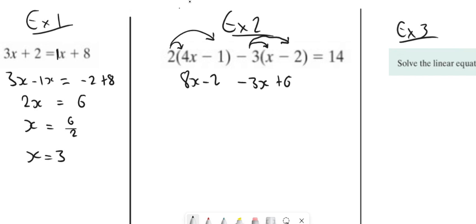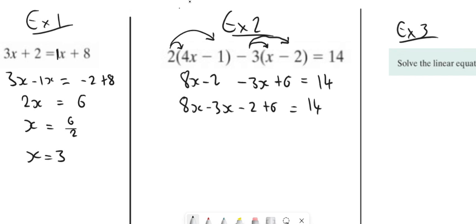That would be a common error there, to put down a minus 6 because we have minuses. But it's a minus multiplied by a minus. And then equals 14 is on that side. Now I can bring the 8x and the minus 3x together, and minus 2 plus 6 together is equal to 14.